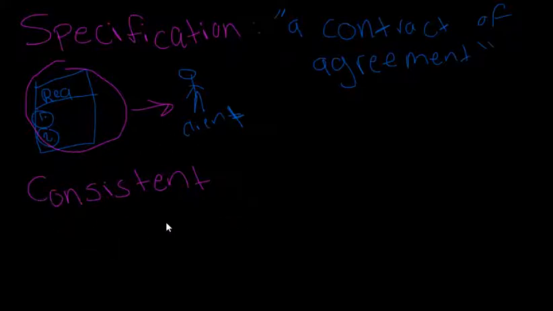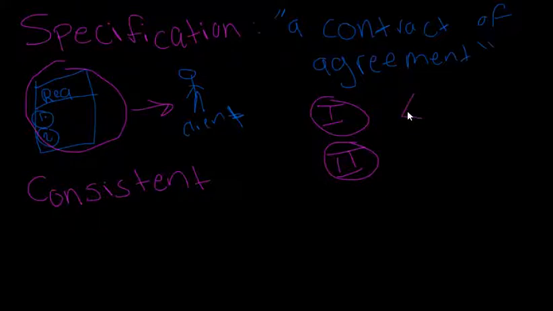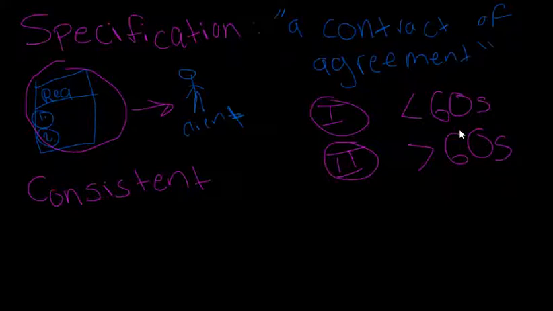So first we have consistent. You want your requirements to be consistent because you don't want requirements that contradict one another. So let's say we have requirement 1 and requirement 2. Requirement 1 is you want a specific task done in under 60 seconds, and requirement 2 is you want that same task done in more than 60 seconds. Obviously these two requirements contradict one another, so we can't have both. We have to have either the task done in under 60 seconds or over 60 seconds, or just not have either requirement, because there's no way we can satisfy both of these.